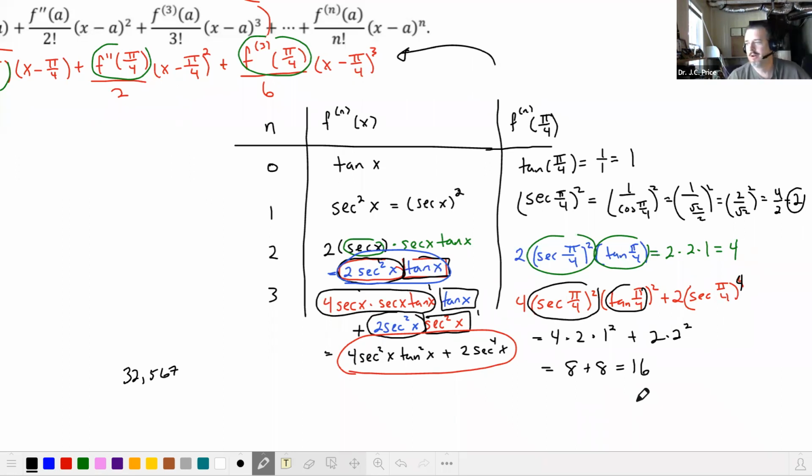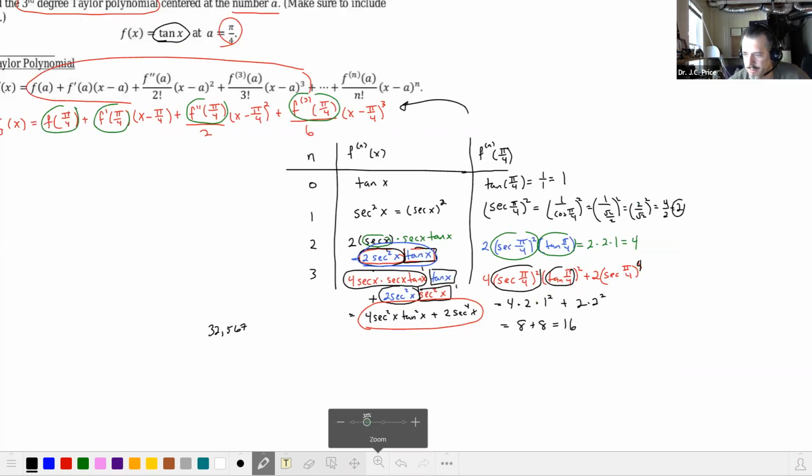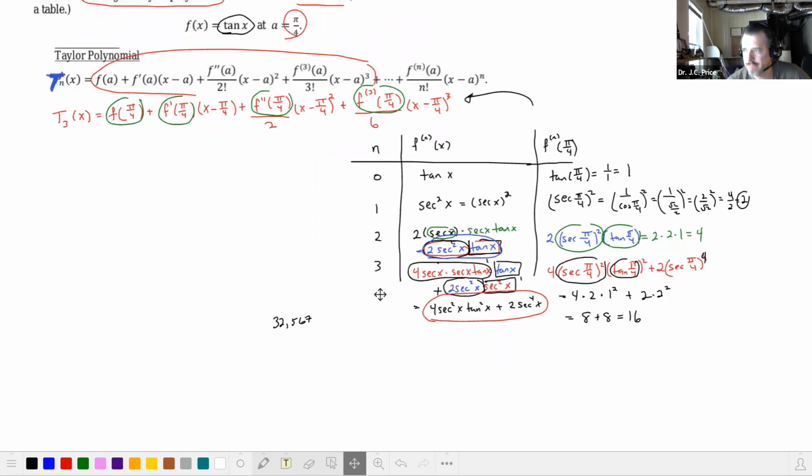And so now, all that work, what do I do with it? So let me show you what you do with it. So we're gonna come back here. Let me zoom out a little bit. We'll scoot over a little bit. And so we're gonna take all those numbers and just plug them in. So this will be equal to, what was f of pi over 4? Well, it was 1. So it's equal to a 1 plus, what was f prime of pi over 4? Well, that was a 2.